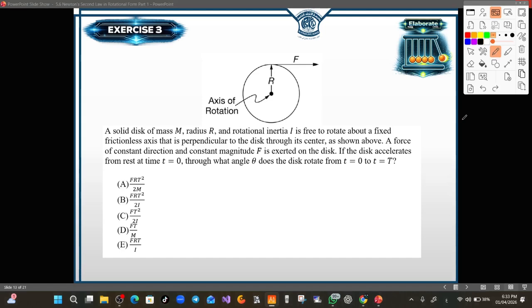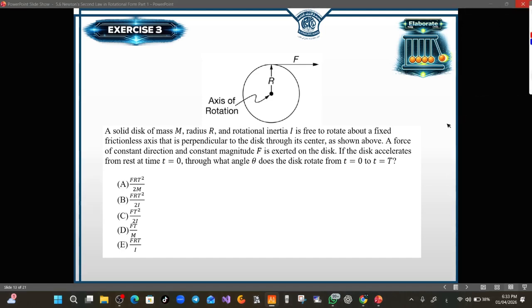A solid disk of mass m and radius r and rotational inertia I is free to rotate about a fixed frictionless axis that is perpendicular to the disk through its center. As shown above, a force of constant direction and constant magnitude F is exerted on the disk. If the disk accelerates from rest, so omega 0 equals 0, at time T, through what angle does the disk rotate? So actually here they are asking us about the angular displacement, or the delta theta.